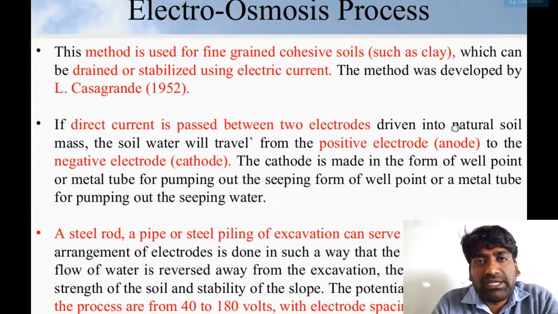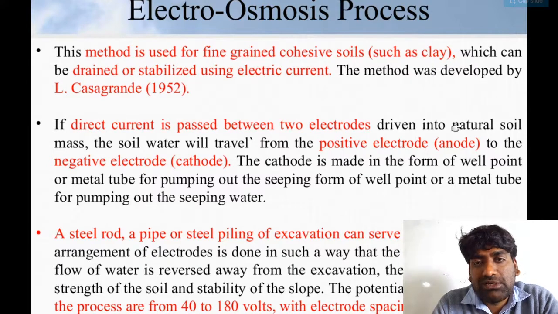This method is for fine grained cohesive soil such as clay, which can be drained or stabilized using the electric current. The method was developed by Casagrande in 1952. If the direct current is passed between two electrodes driven into a natural soil mass, the soil water will travel from the positive electrode, the anode, to the negative electrode, the cathode.